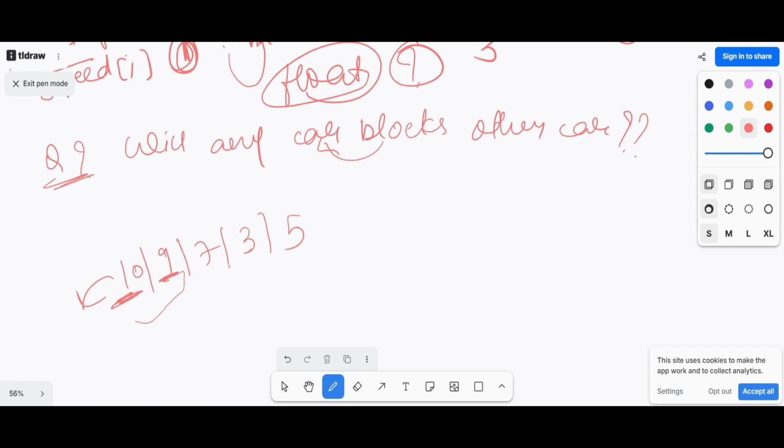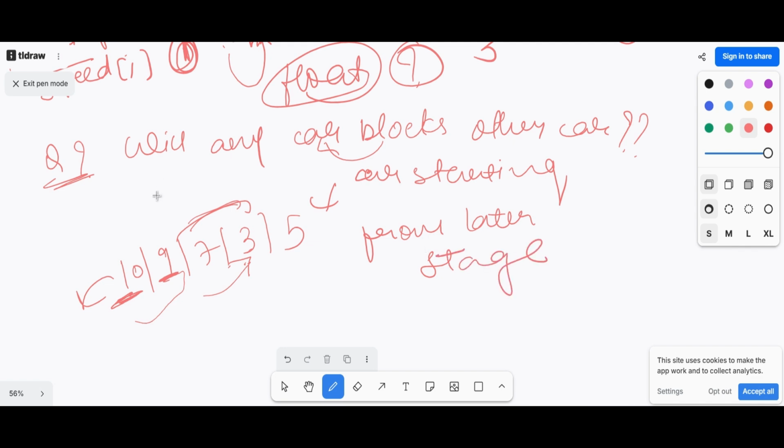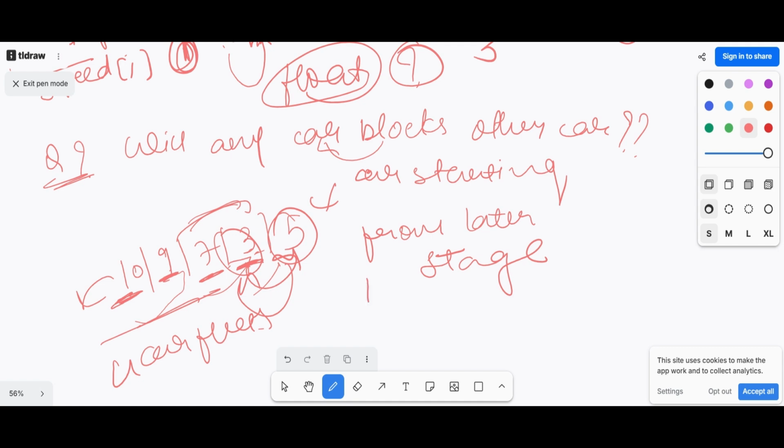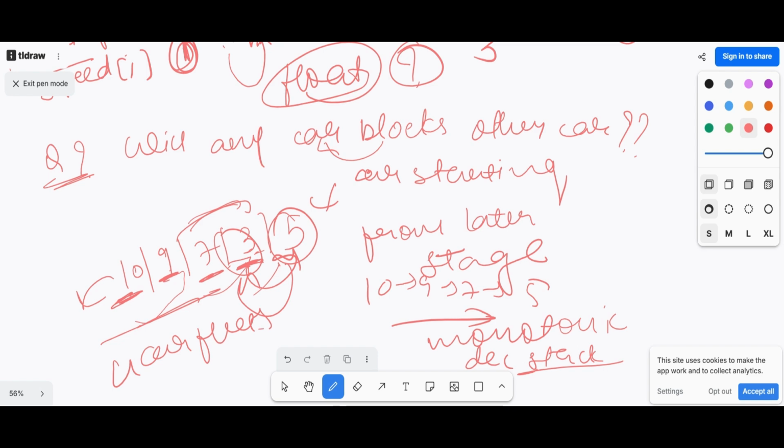For this 9, is there anything higher on this side? Because these sides are cars starting from a later stage. No, for 7 also nothing higher than this. For 3, 5 is higher than this, so this 5 might block 3. So there are a total of 4 car fleets which you can say out of this. This is nothing but 10, 9, 7, and 5. This is the monotonic decreasing stack that you will see. I'm not sure if you got my point or not.